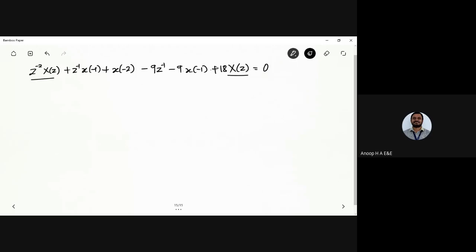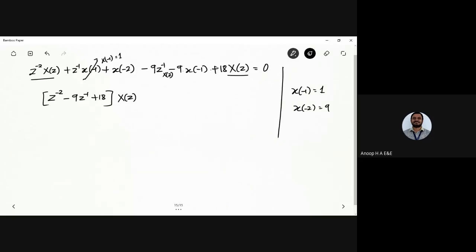Okay, so 9 z inverse into X of z. This one is to be multiplied with X of z here. Yes, z power minus 2, minus 9 z inverse plus 18, which is there, and it is to be multiplied with X of z. Keep the initial conditions in mind, that is x of minus 1 equals 1, x of minus 2 equals 9. So this term here, x of minus 1, would be equal to 1, and this one, x of minus 2, would be equal to 9.